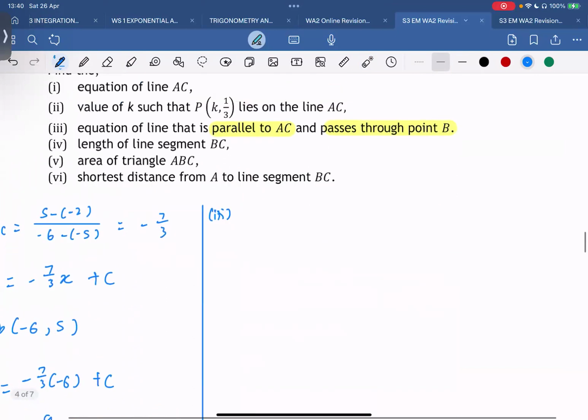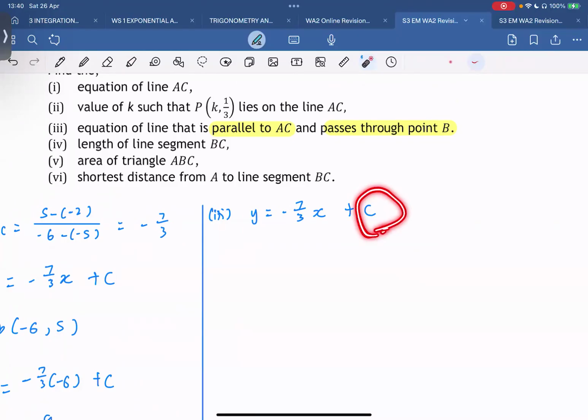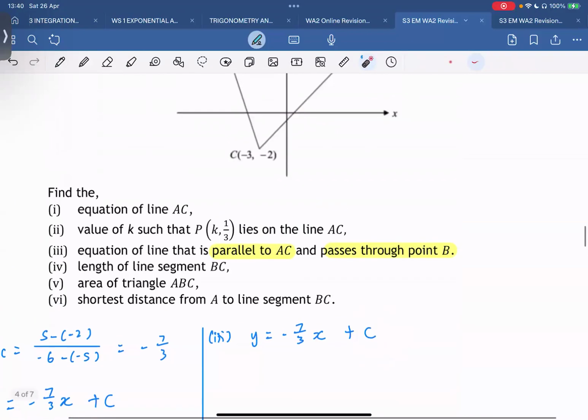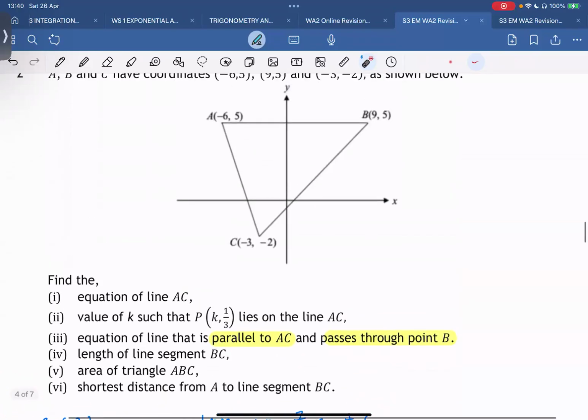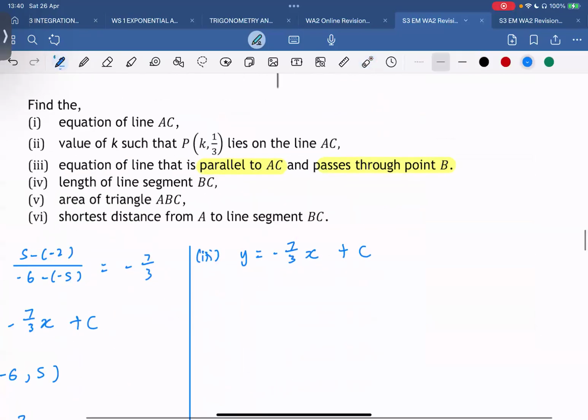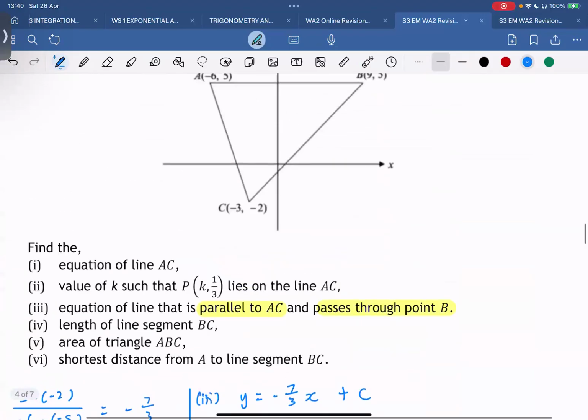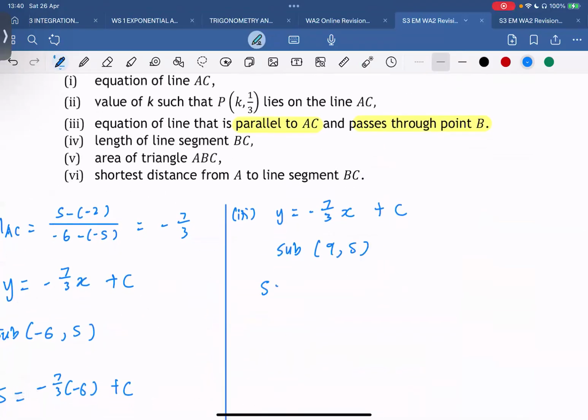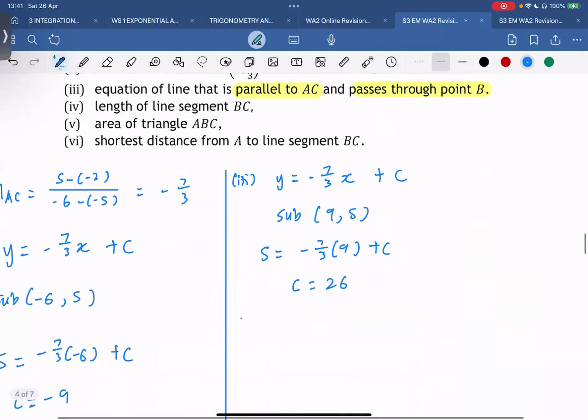Okay, so since we know they have the same gradient, I know that the equation of the line must be in the form of y equals -7/3 x plus C, C being the y-intercept that we have yet to find. And we can make use of this information. Since point B lies on this line, we can sub point B into our line. So sub (9, 5). So 5 equals -7/3 times 9 plus C. Solving for C, C will be 26. Therefore, the equation of the line will be y equals -7/3 x plus 26.